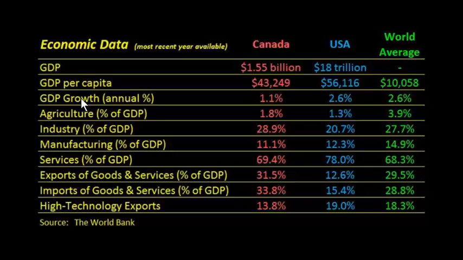So GDP growth, we can see United States is right at the world average. Canada, a little bit below average. So that's something where they're getting a little bit of pressure there in Canada. Hey, do something about that 1.1%.